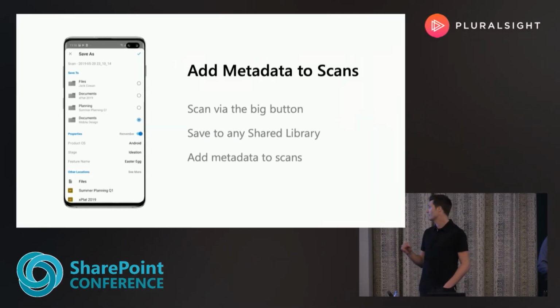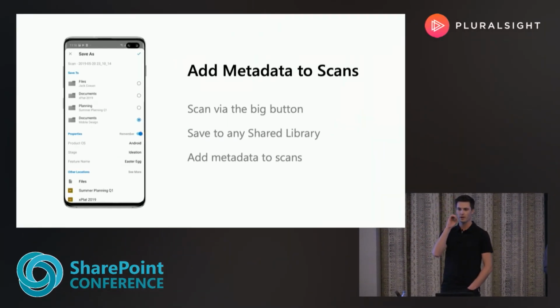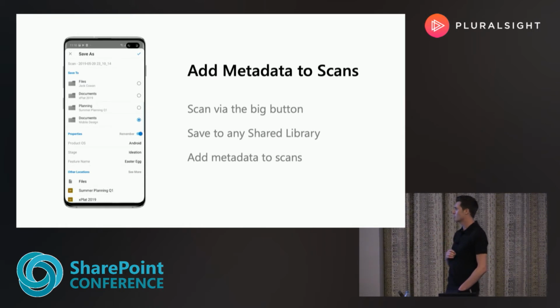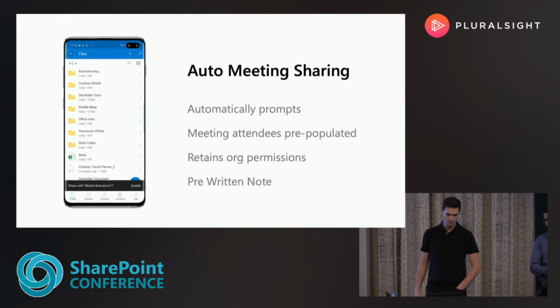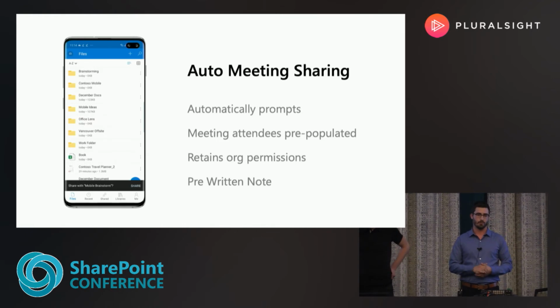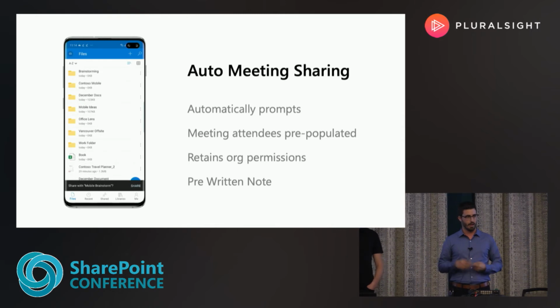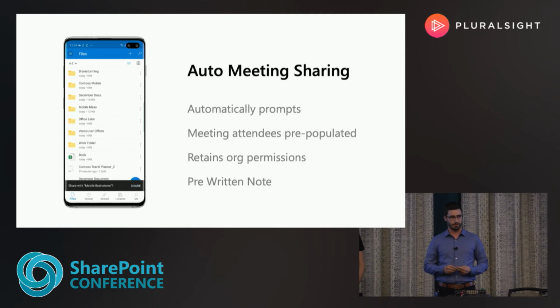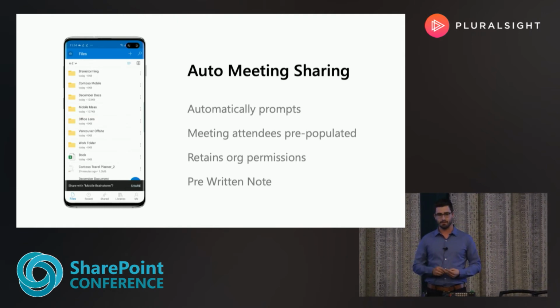Cool. So to recap that, we showed you how we made scanning so easy. iOS, the big circular button. On Android, it's the fab. We showed you how you can save to any shared library from the scan save as sheet. And we also showed you how you can add metadata to any scan you have. We also showed what I think is one of the coolest features that OneDrive offers, the automatic meeting sharing. We understand that your scans take place within a meeting, and we pre-populate the share sheet after prompting you to share it. We also import your organization's configurations for sharing and provide a custom message.